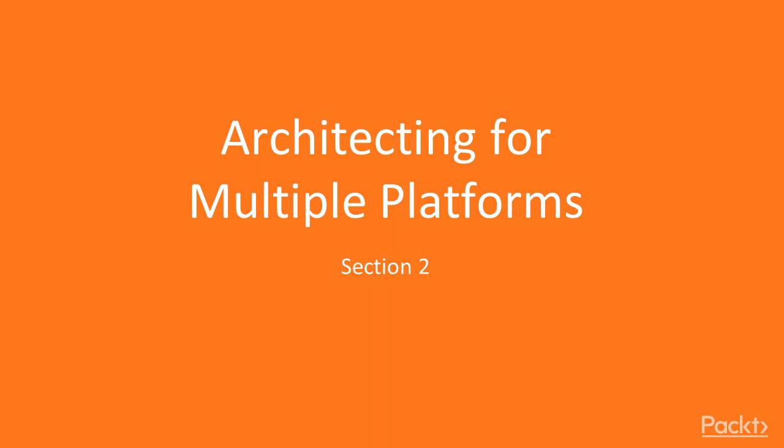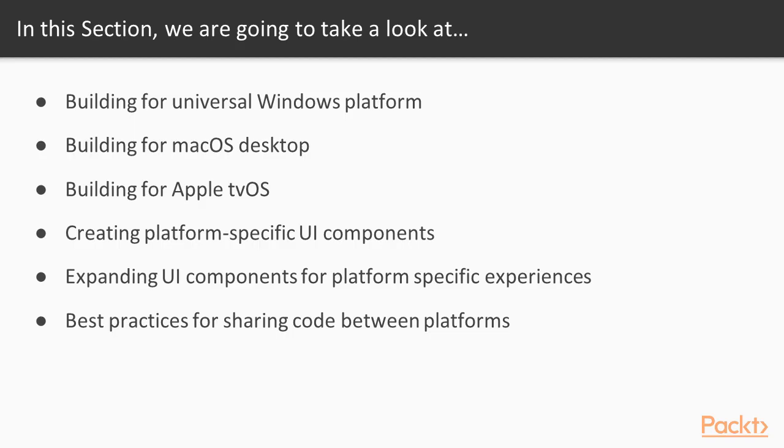One of React Native's most underrated features is the architecture it's built on. The way it is designed lends itself to building native applications on a number of different platforms. In this section we'll be building a React Native for Windows 10 platform, Mac OS and for Apple tvOS. We'll then be creating and expanding the platform-specific UI components. Further, we'll learn the best practices for sharing the code between the platforms.